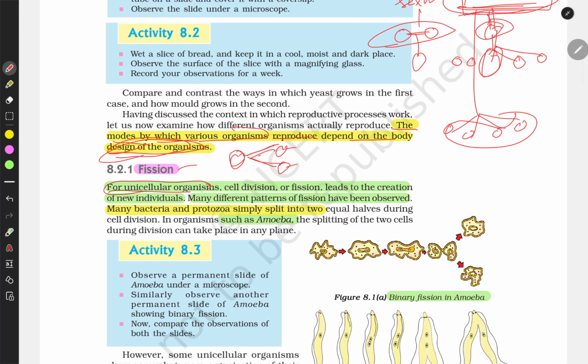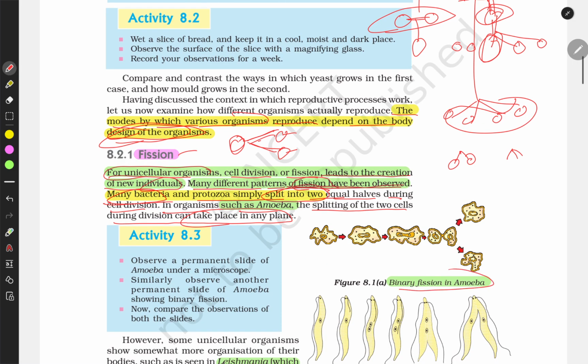For a unicellular organism, cell division or fusion leads to the creation of a new individual, and many different patterns of the fusion have been observed. So many bacteria and protozoa simply split into two. One pattern is splitting into two, one type of fission, in two equal halves during the cell division. In organisms such as amoeba, the splitting of the two cells during this division takes place at any place. So this is how dividing into two is called binary fusion.